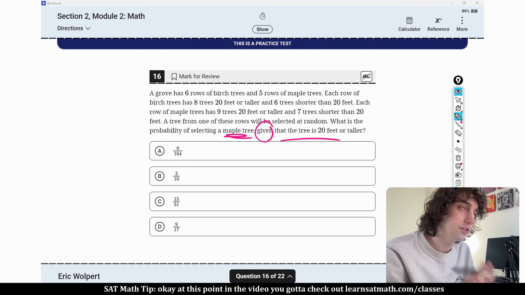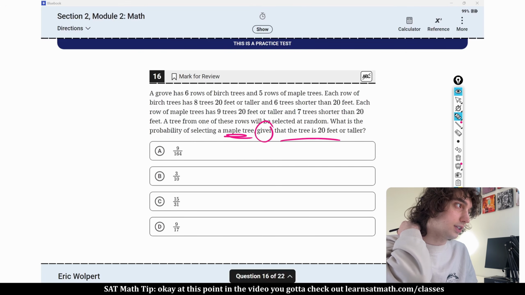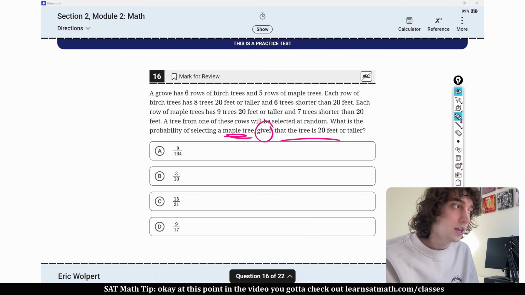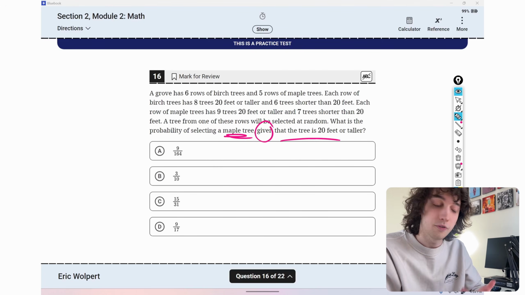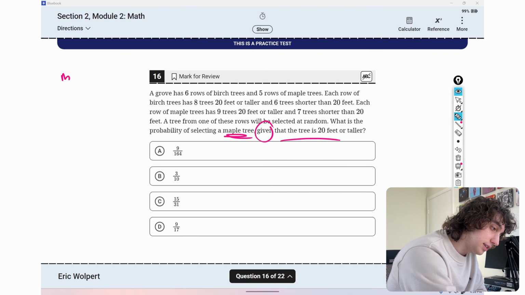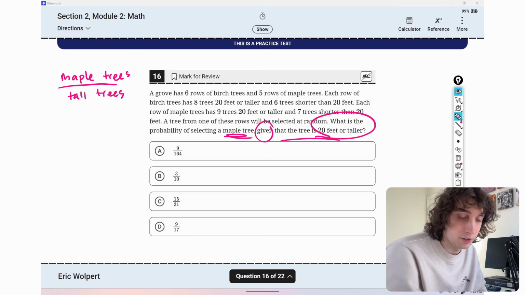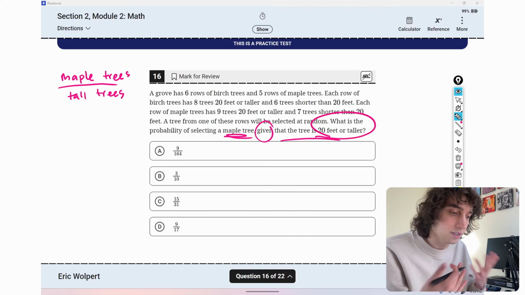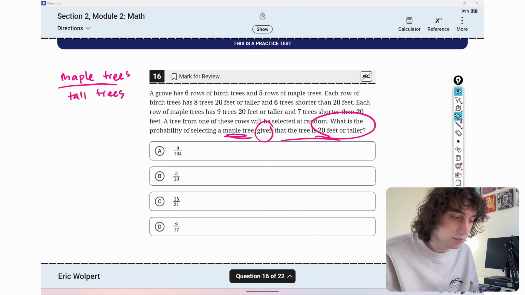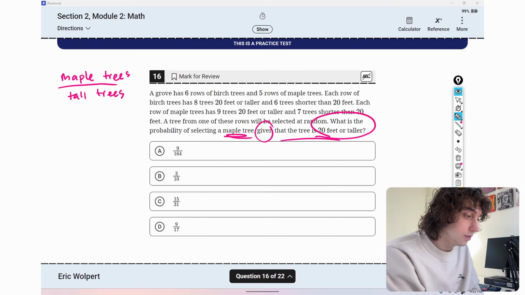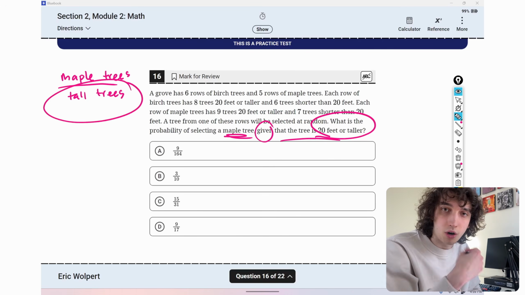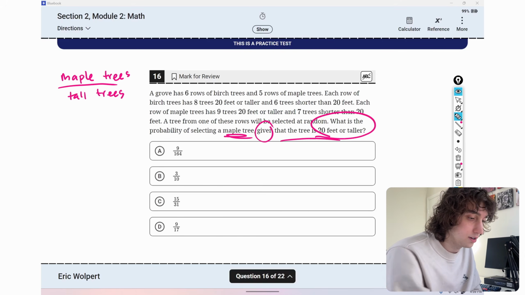So a nice way of understanding conditional probability is that your given is like the group that you are sampling from. And the maple trees is the group that we're actually looking for. So what we really want is basically a fraction of maple trees over tall trees. I'm just going to call the trees that are 20 feet or taller tall trees, and the trees that are less than 20 feet short trees, because that's fewer numbers to have to juggle in my head. So we're basically saying, conditioned on all tall trees, how many maple trees are there?